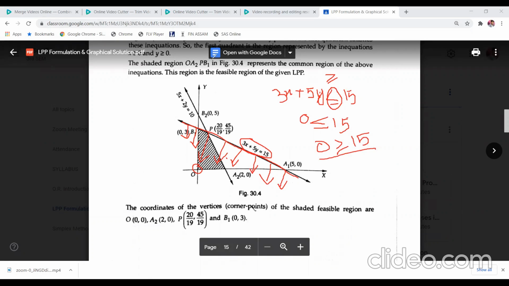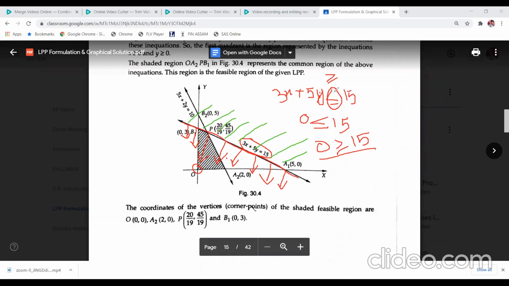So in that case, the solution region will be above the line. This is the thing you need to verify. You need to check: if the origin lies, then the solution region is below the line, and if the inequation does not satisfy the origin, then the origin does not lie, and in that case the solution region will lie above the line. That is the thing you need to check.